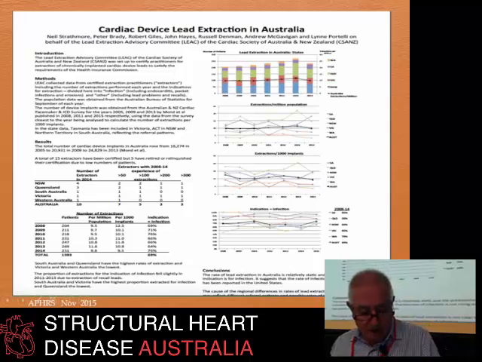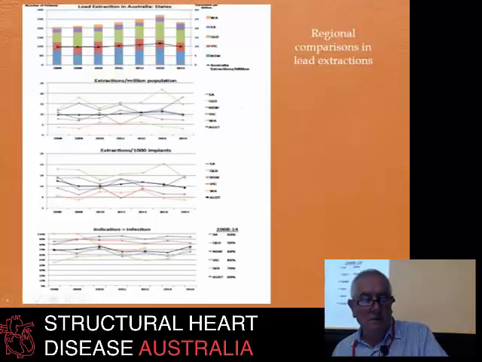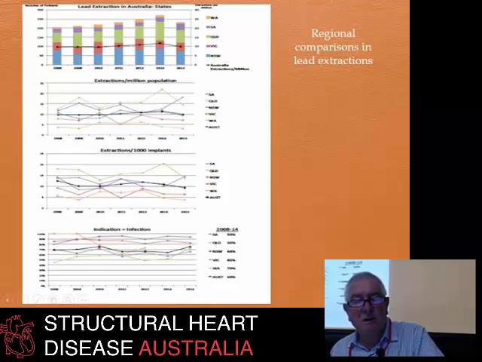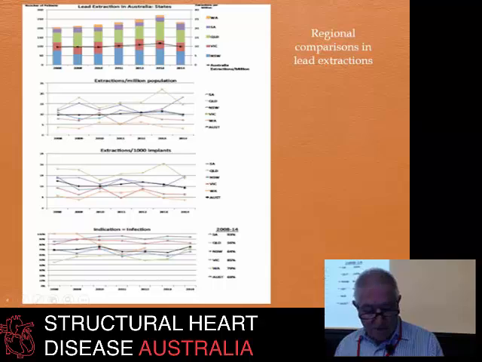If you look at it on a state basis, I'll just show you that. You can see that this is the median here for the extraction rates, either per million of population or per 1,000 implants. South Australia and Queensland have slightly higher extraction rates than the rest of us. And if you look at the indication for extraction, then in South Australia and Victoria, the indication is more commonly infection than the rest of us.